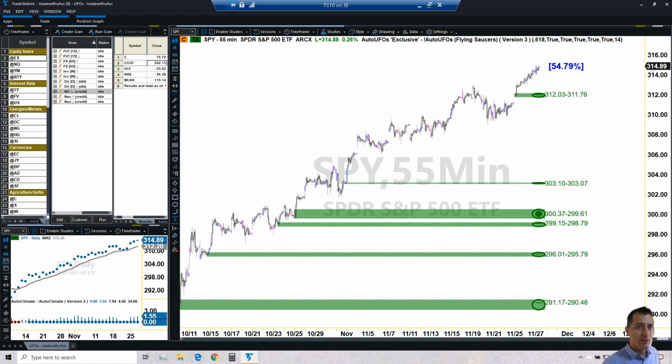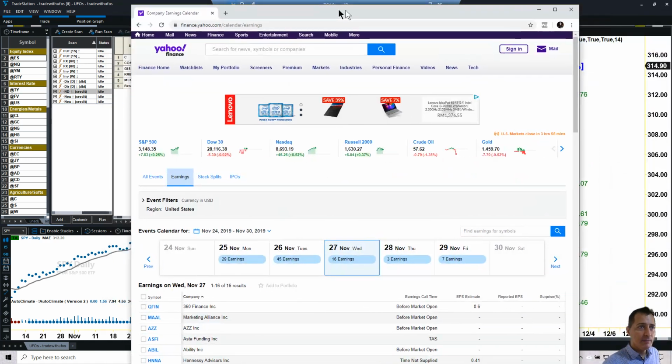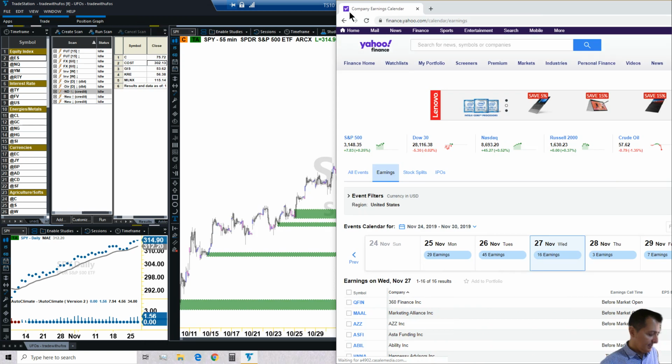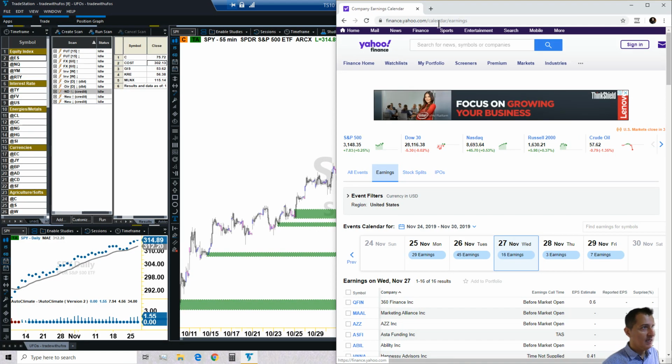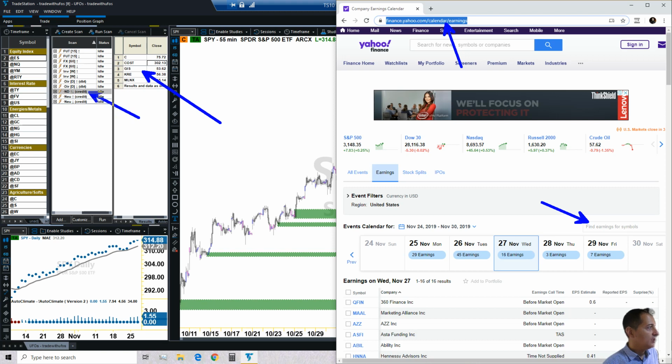Okay, let's begin. By the way, the other thing I'm bringing into the screen is a browser where I'm looking at Yahoo Finance, more specifically finance.yahoo.com/calendar/earnings. The reason is because we have this box here where we're going to be inputting the symbols of the stocks that we find in our scanner for non-directional purposes.